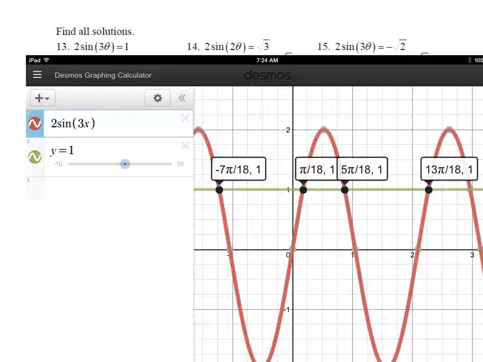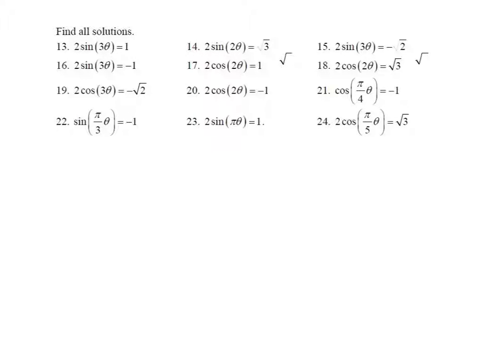So how can we come up with an expression? How can we come up with a way to express all those different solutions is what we're trying to deal with. So for this question number 13, the first thing we want to do is get the sine by itself.